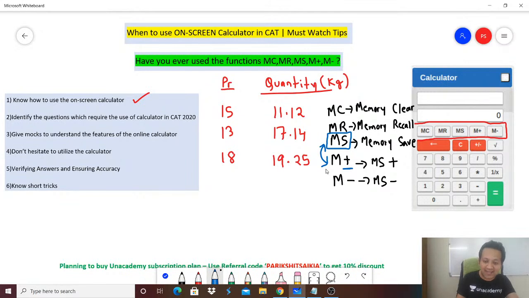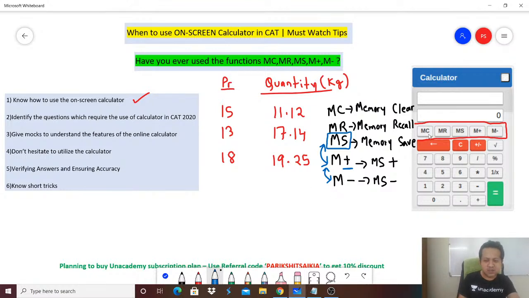Similarly, M minus. What is M minus? M minus indicates that if there is some number saved in your memory and you need to use that number for further calculations, you are just going to subtract from it. Let's say you subtract 10. So M minus will do a subtraction to that number. I hope you get this.